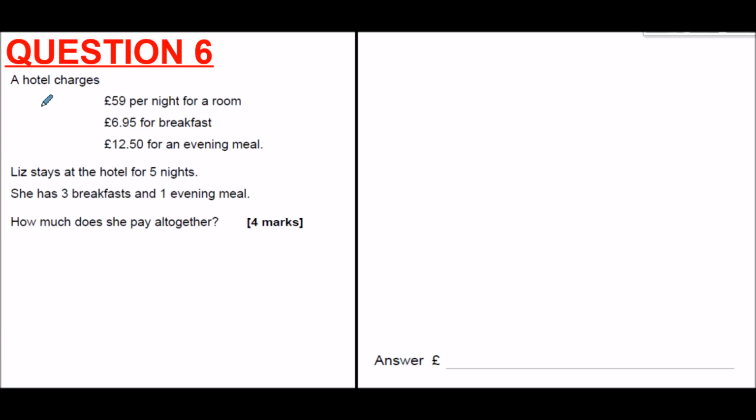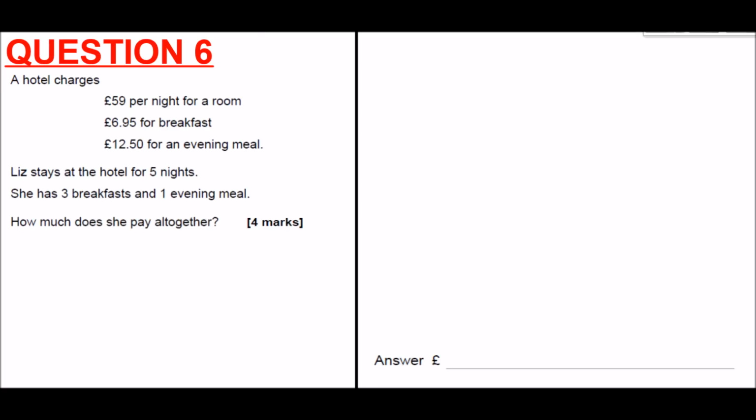Question 6. A hotel charges £50 per night for a room, £6.95 for breakfast, and £12.50 for an evening meal. So Liz stays at the hotel for 5 nights. She has 3 breakfasts and 1 evening meal. How much does she pay altogether?